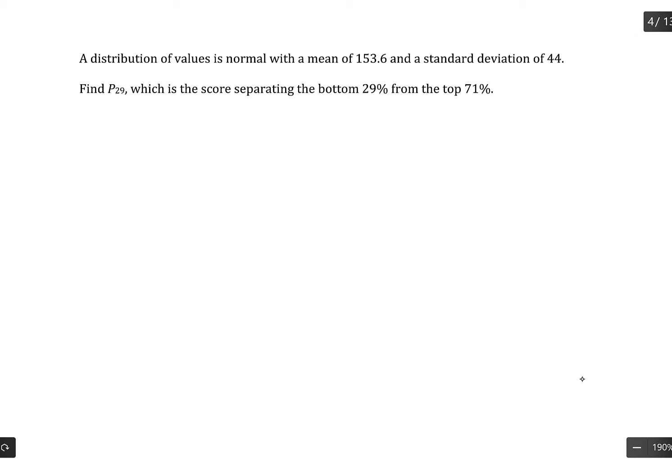Well, the first thing that I notice here is that we're working with a distribution of values that is normal. And so that right there helps us decide how we're going to ultimately solve the problem. We're going to use something with respect to the normal distribution. It would definitely be a great idea to start this off drawing a bell-shaped curve to just organize the information. The pertinent things that we always need to know about normal distributions are the mean and the standard deviation.